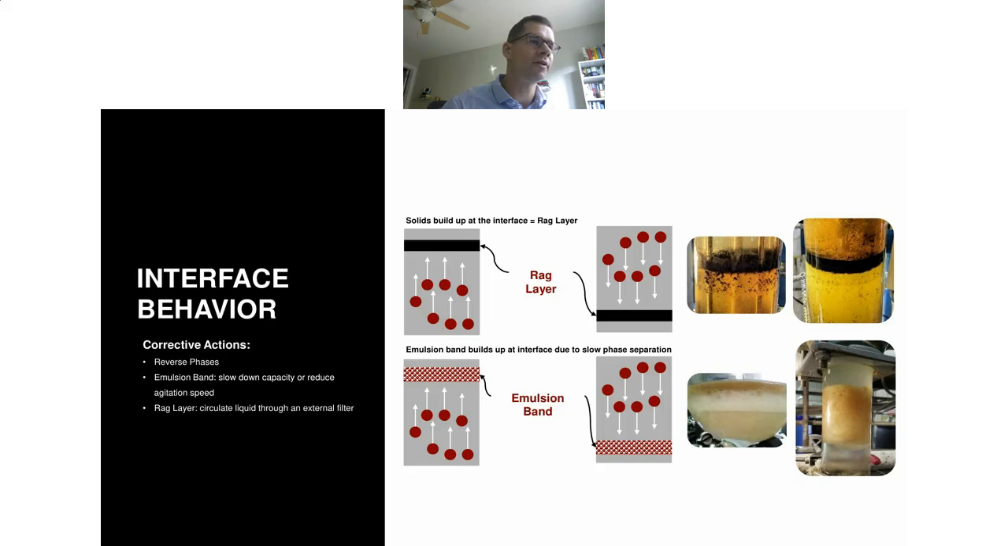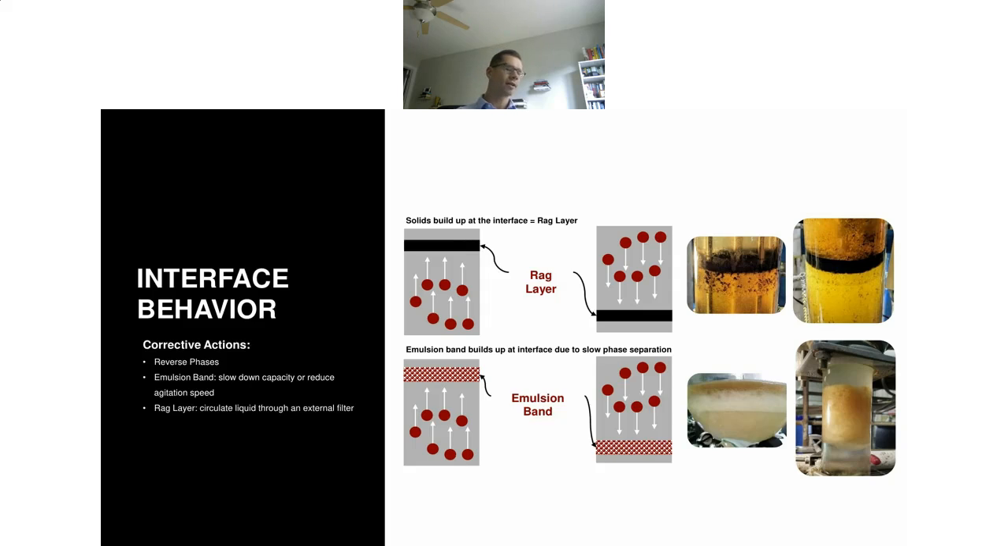Something you can simply do to combat an emulsion band is just by reversing the phases, because now your dispersed phase that was taking time to coalesce at the interface is now the opposite. So that may just take care of it altogether. Also, for an emulsion band, you can slow down the capacity, which really means just reduce the feed and solvent rates to the column, or you can reduce the agitation speed.